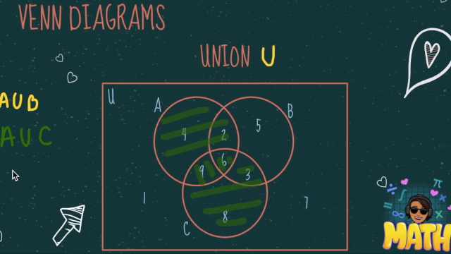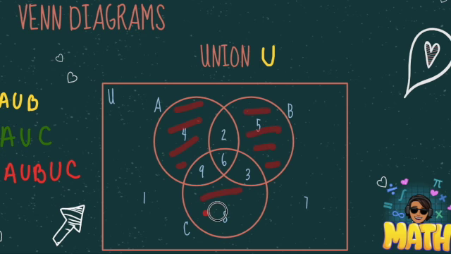Now we're going to see which one would be the union between A united B united C. In this case, we're going to take into account all the elements that belong only to A or only to B, or the elements that belong to B and C, or A and B, or A and C, or the elements that belong to all of them, A, B, and C, which in this case would be 6. That is what the union represents.